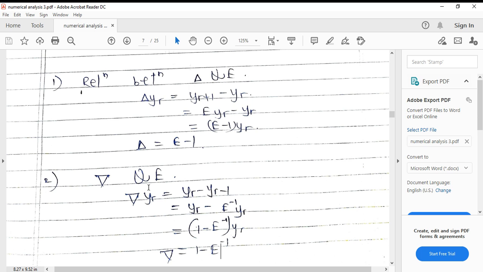So this is the relation between the forward operator and E. What is a backward operator? So here you can see it is y_(r-1). So instead of having E, whatever minus 1, that we have to take as the power of E, that is E to the power minus 1. So the relation is: backward operator is 1 minus E raised to minus 1.